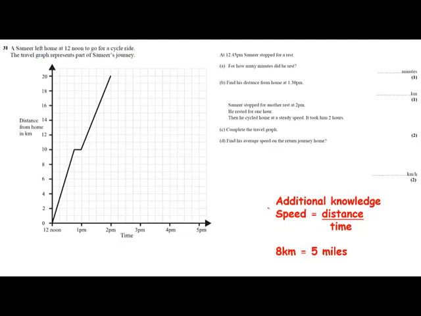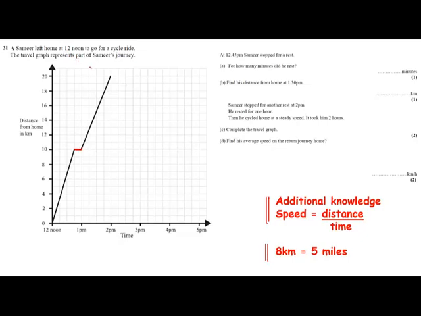Okay, I put a couple of facts here that might be useful for you to remember and know. So some additional knowledge: speed is equal to distance over time, and 8 kilometers is equal to 5 miles. You don't need those in this question, but they're useful to know for the exam. They could come up in various questions of different sorts. So let's go through this first, right?